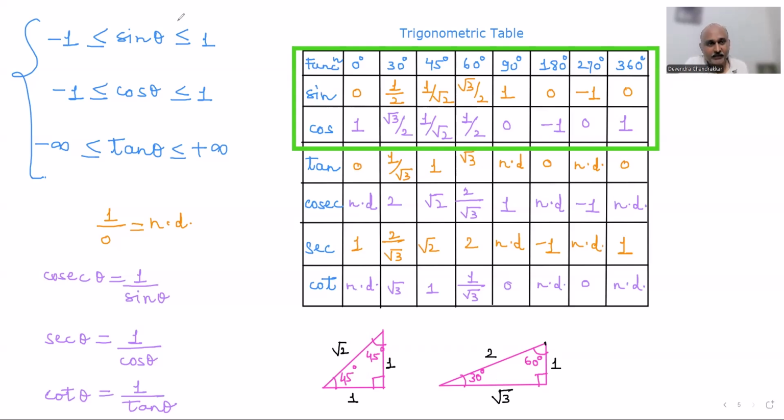Now, can you guys see here? All of you, please pay attention. Children, listen carefully. I'll show you how to write sin 30. How to write sin 30? It's perpendicular upon hypotenuse. Perpendicular is 1, upon hypotenuse. So sin 30 is 1 by 2. Can you match it here? See, sin 30 is 1 by 2. Can you see it? All of you.